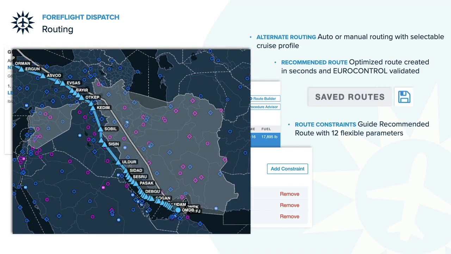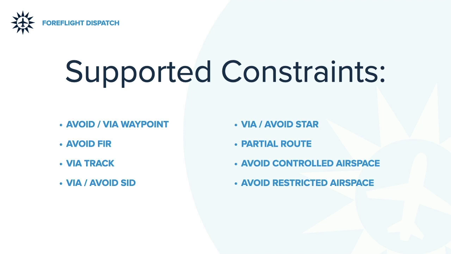And here's just an example of avoiding a couple of FIRs. You can see the original route in gray and then the new route in blue that we've generated around your constraints. And here's the list of what we currently support. As I mentioned, we're adding more all the time. If you have any great ideas, feel free to let me know if there's something you want to see here.